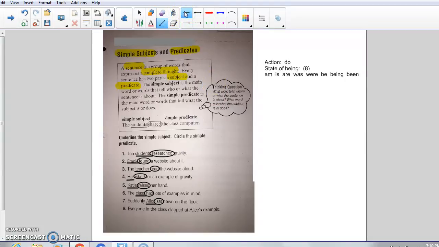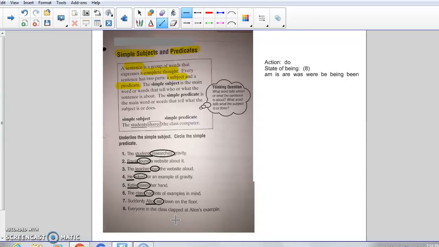Number 8, everyone in the class clapped at Alice's example. All right, this one's a little bit harder. We have everyone is a noun. They're people. Class is a thing. Alice is a person. And the example is also a thing. So we have 4 nouns here. So you have to ask yourself, who or what is the sentence about? Which one actually did something here? Is it everyone that clapped? In the class that clapped. That is a little bit tricky.